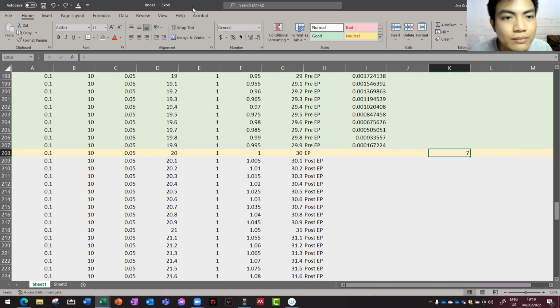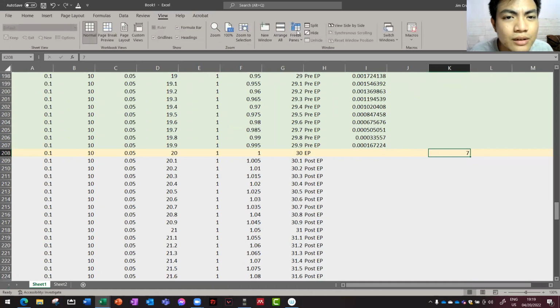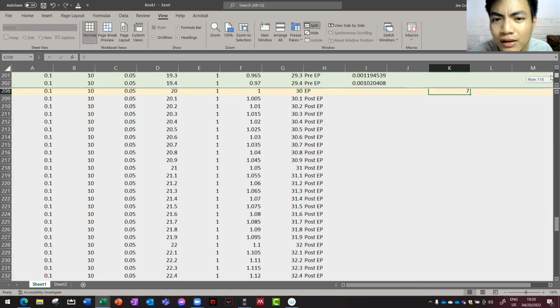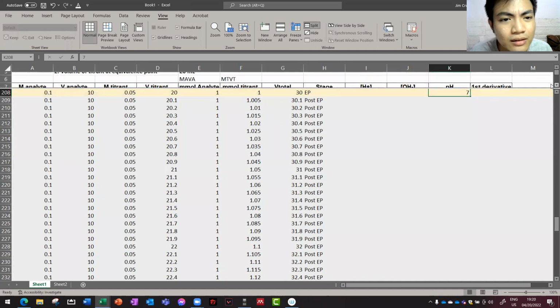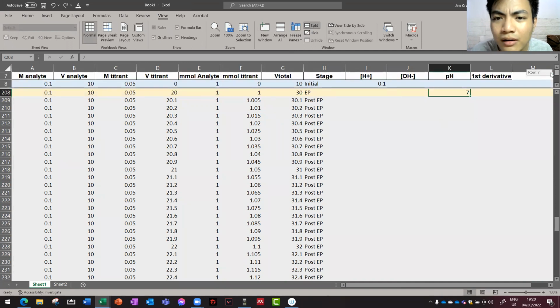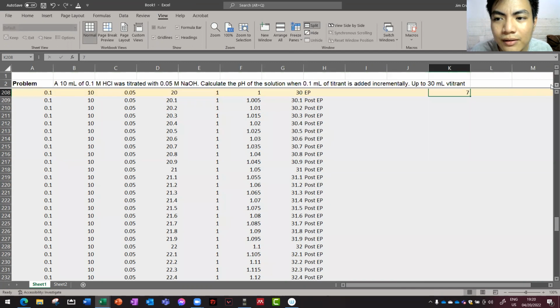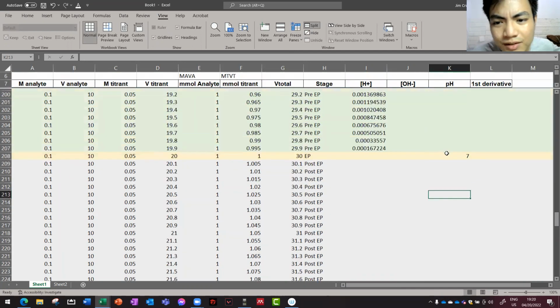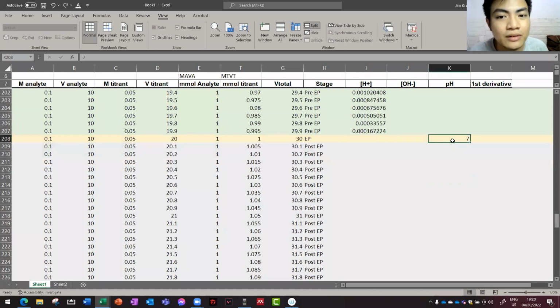Let me just split the Excel so you can still see the column headers. Okay. There you go. Okay. So the pH here is 7. So kahit huwag nyo na ilagay yung 1 times 10 raised to negative 7. Okay. So automatic 7 yan.